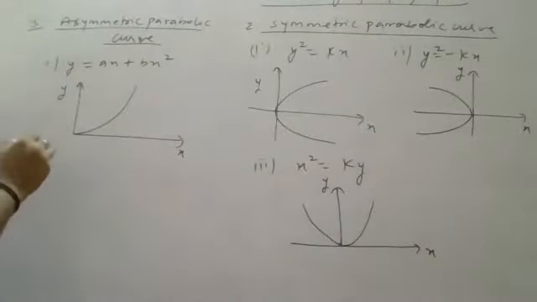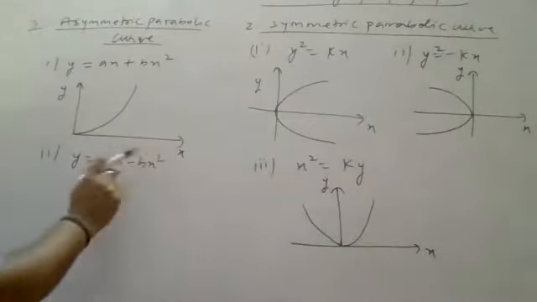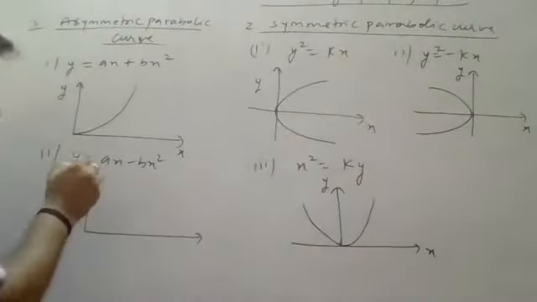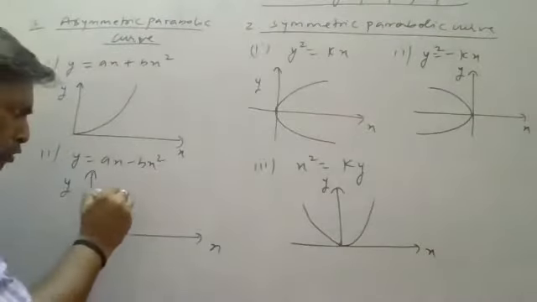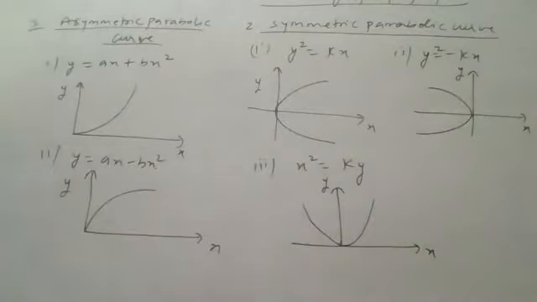But if we have y equals ax minus bx square, then I have to plot the graph here. This is y, this is x. It is moving upwards. Now this will move in this manner. This will be y equals ax minus bx square.